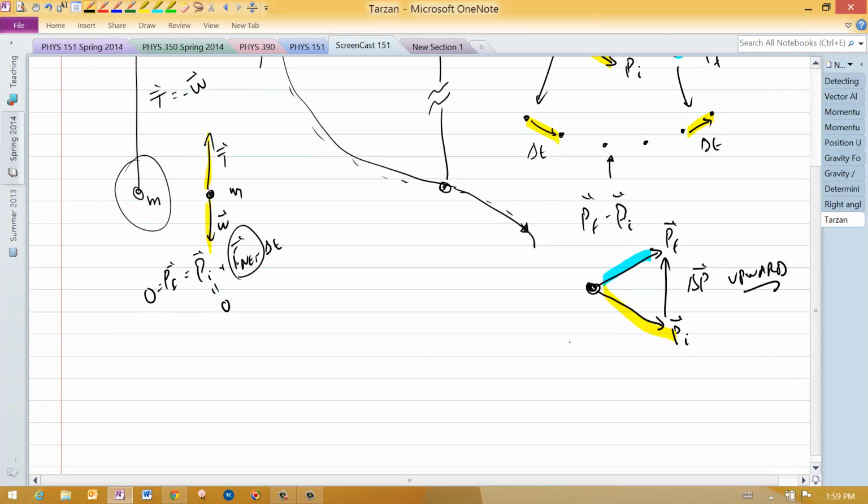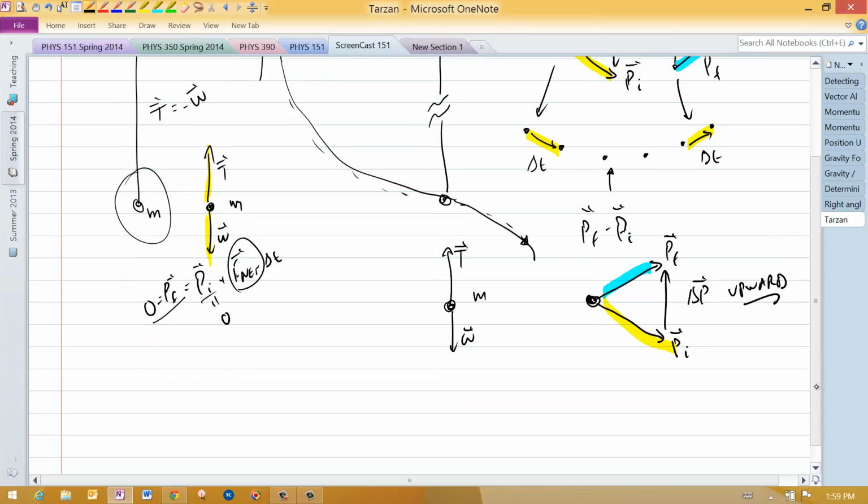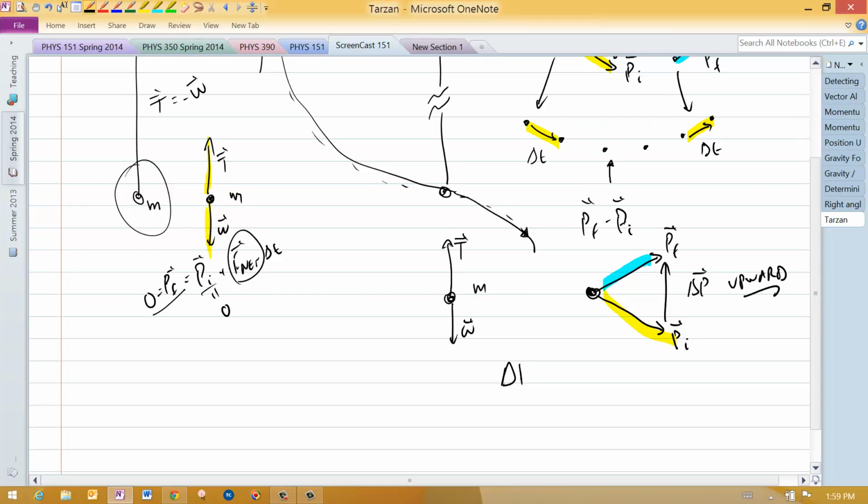So now if I ask what the momentum principle says, here's the system of Tarzan, M. There's a tension upwards at the bottom of the swing and there's a weight downwards. But now, the tension plus the weight does not add to 0. The final and the initial momentums are not the same. What I have is the change in the momentum is equal to F net times delta t.